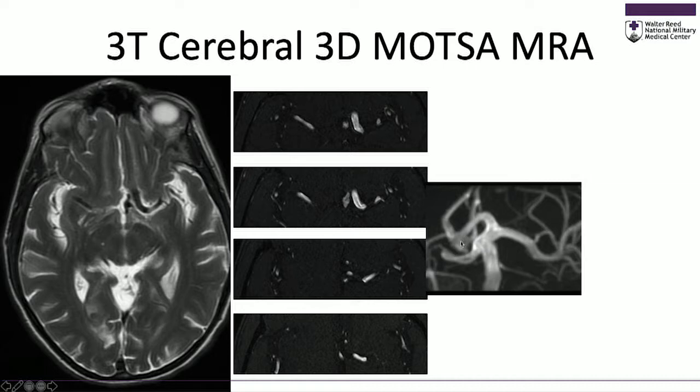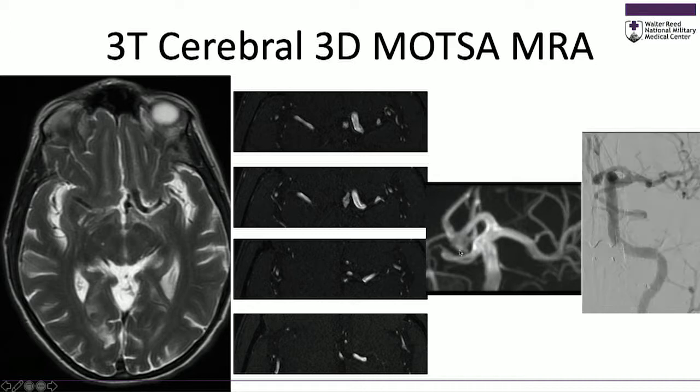And we saw it nicely on our MIP image. I know, especially if you don't do cerebral angiography every day, this obliquity is a bit confusing, but this is the internal carotid artery. This is the posterior communicating artery. This is the internal carotid splitting into the anterior and middle cerebral arteries. And this is the A1 and the A2 segment, and that's the aneurysm right there.